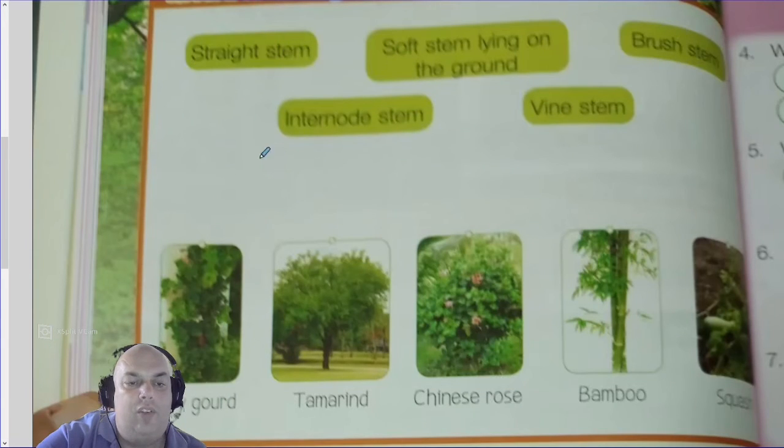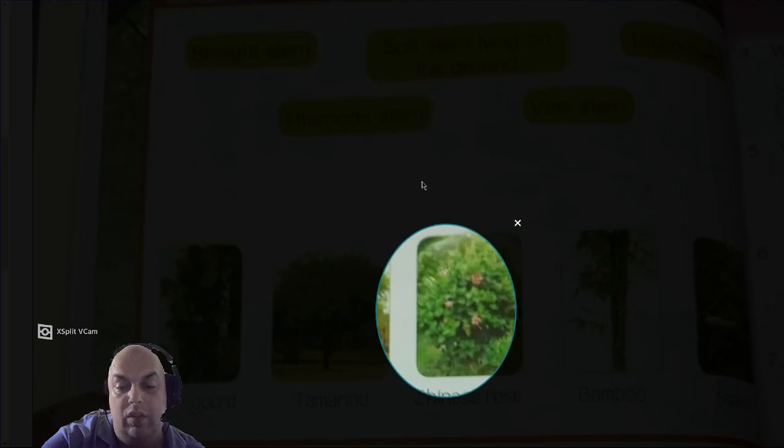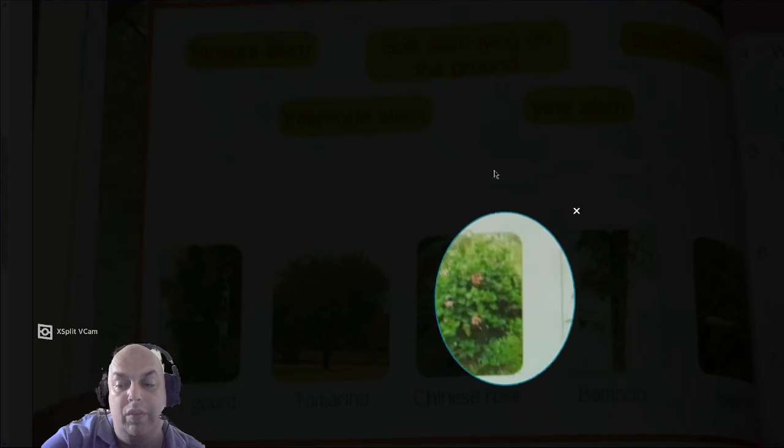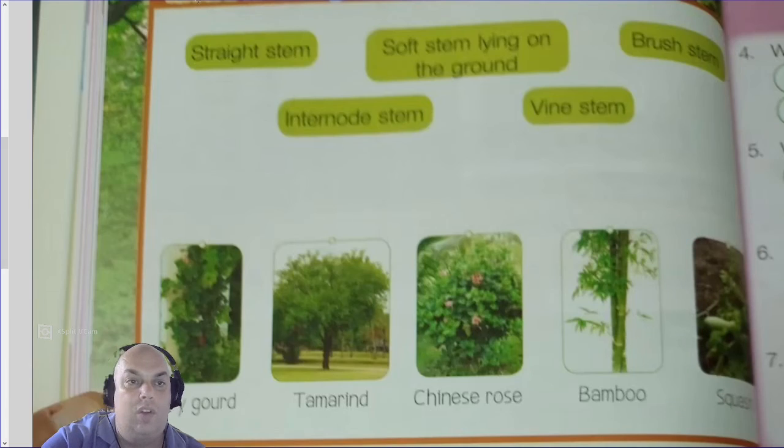Alright, now let's see if you can remember the different kinds of stems and connect them to the plants. So the first plant we have over here is the ivy gourd. Then we have the tamarind tree, the Chinese rose, bamboo, and hiding over here is the squash. Okay, so let's have a look and try to connect them.